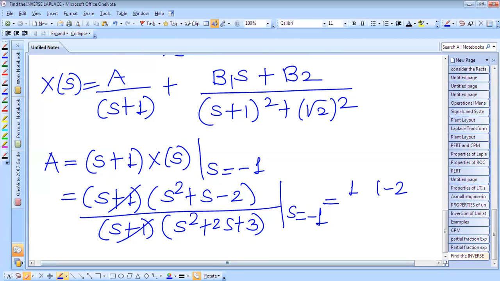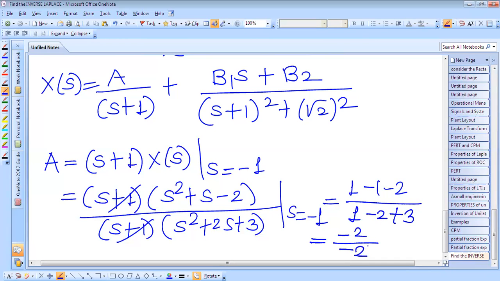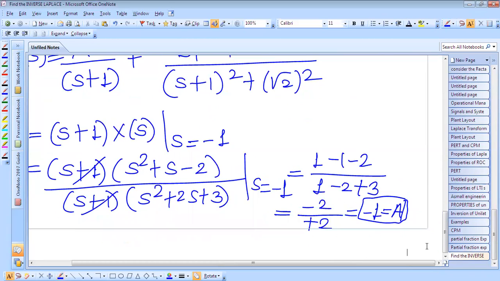1 + 1 − 2. This is minus sign. This is equal to −1. So −1 divided by 1 − 2 + 3. So this value is coming here, −2 over 2, maybe it is plus 2. So it is −1. And this is the value of A. So A is −1.